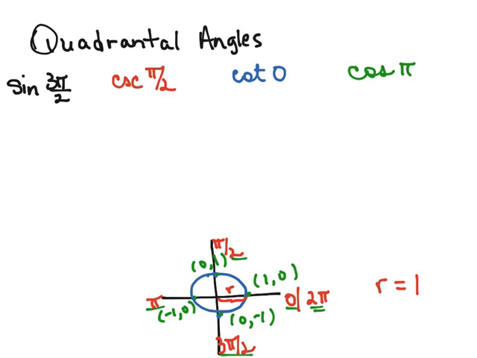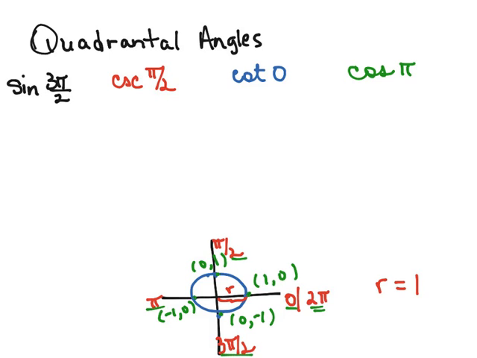At pi over 2 we have the ordered pair 0, 1. At pi we have the ordered pair negative 1, 0. And at 3 pi over 2 we have the ordered pair 0, negative 1. So we're going to use those ordered pairs, and we're also going to use our definitions of the trig functions, either the unit circle definitions or the definitions that work for any angle, to find these values.